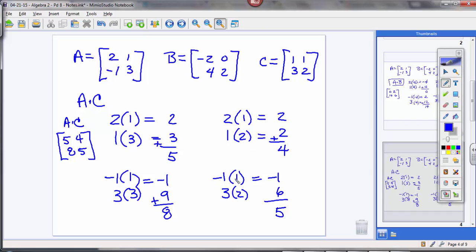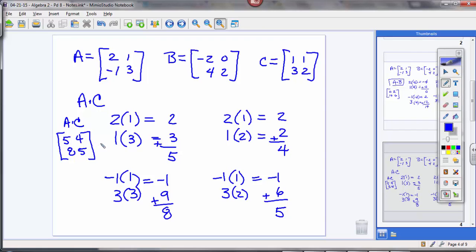Next column, negative 1 times 1 is negative 1. 3 times 2 is 6. Combining these, and we get 5. 5 and 4 were the results for A times C for row 1, and now we have 8 and 5, which are the results for row 2 of A times C.